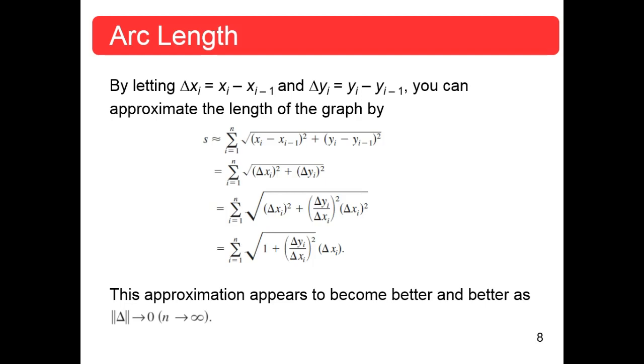Now, this is your delta x sub i. This is your delta y sub i. So let's just shorten it and do that. Delta x sub i squared plus delta y sub i squared, square root of those, sum of those squares. Now here's the tricky part.